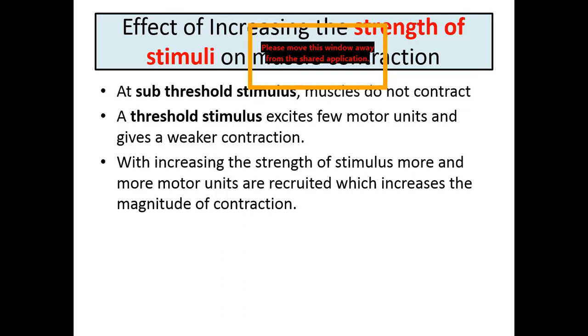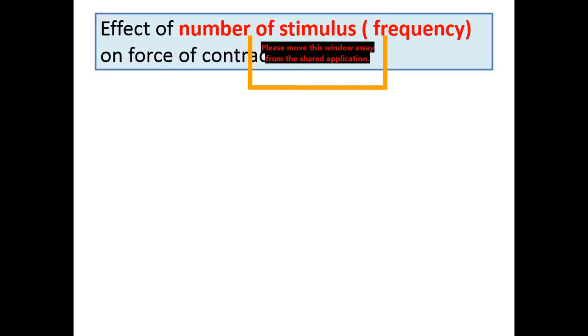Magnitude means height of contraction, or the force of contraction is increased. The tension developed in the muscle is going to be increased. Okay, so they are all the same terminologies which are used. Magnitude of contraction, force of contraction, tension developed in the muscle, they all mean the same. Okay, so this is what happens if you increase the strength of the stimulus, and how does it affect the muscle contraction.